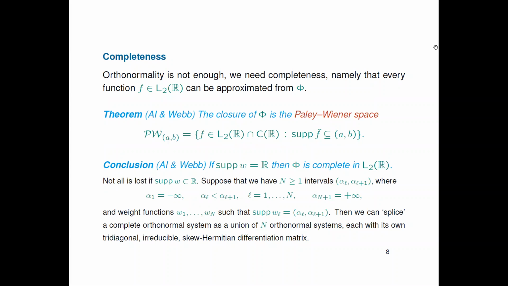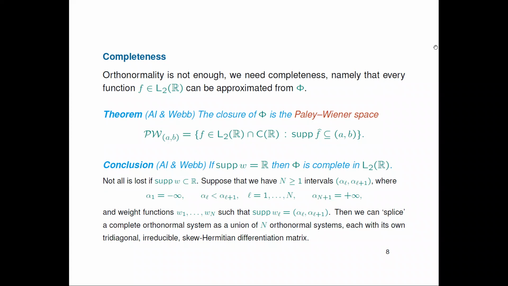So if the measure is supported by the interval AB, we obtain only functions whose Fourier transform is supported by that interval, and later we'll see an example. In other words, what we need is to take a Borel measure that is supported by the entire real line. Once you do it, we obtain completeness.